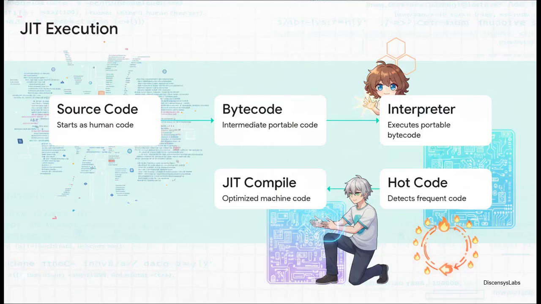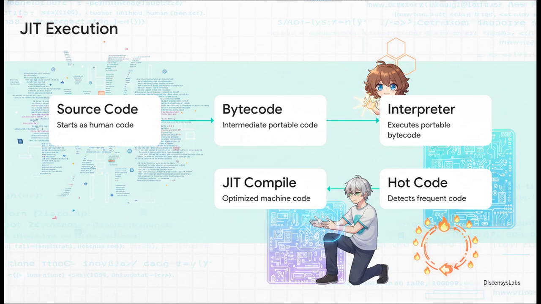Enter the just-in-time, or JIT hybrid approach. This is the absolute magic behind modern JavaScript engines like V8 in your browser or the Java Virtual Machine. It kicks off by compiling your code into a quick intermediate format called bytecode. Then an interpreter starts running it right away, so it launches super fast. But here is the genius part.